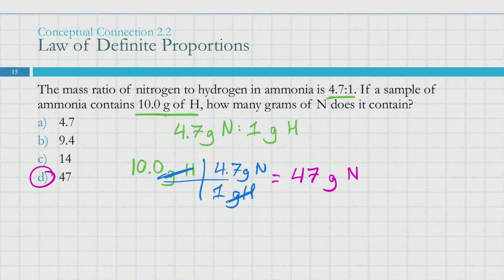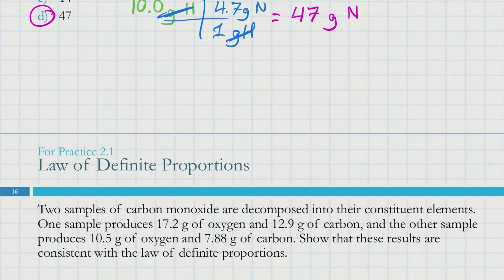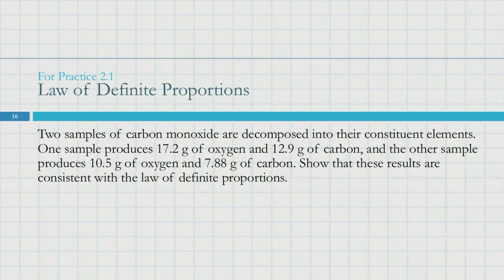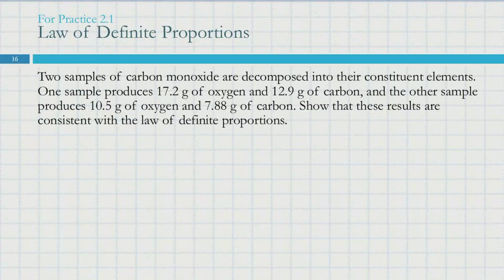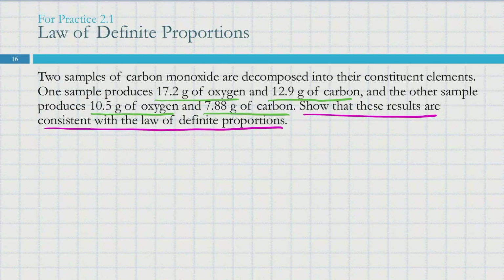So there's some fun stuff that we can do with the law of definite proportions. We can also check to see if two samples are the same thing. Two samples of what we assume is carbon monoxide are decomposed into their constituent elements. One sample produces 17.2 grams of oxygen and 12.9 grams of carbon. The other produces 10.5 grams of oxygen, 7.88 grams of carbon. Show that these results are consistent with the law of definite proportions.